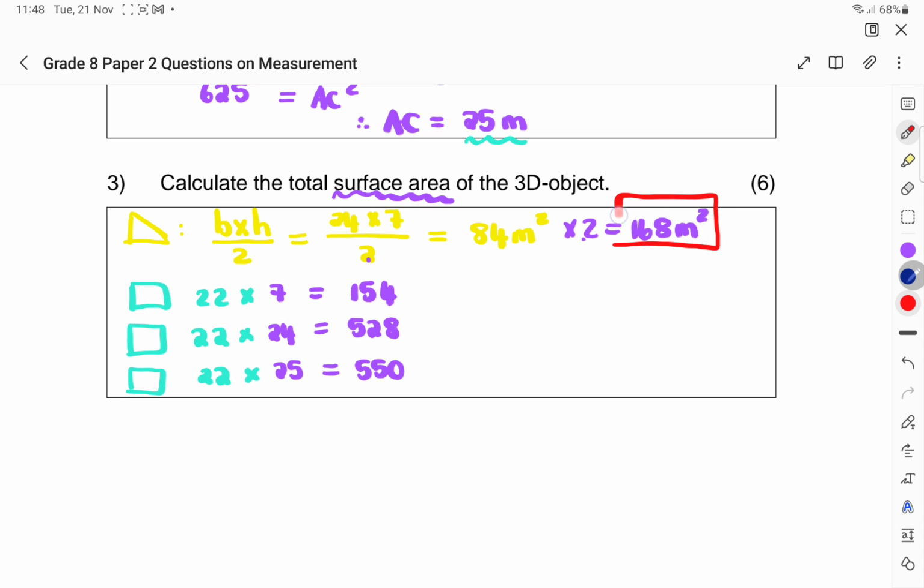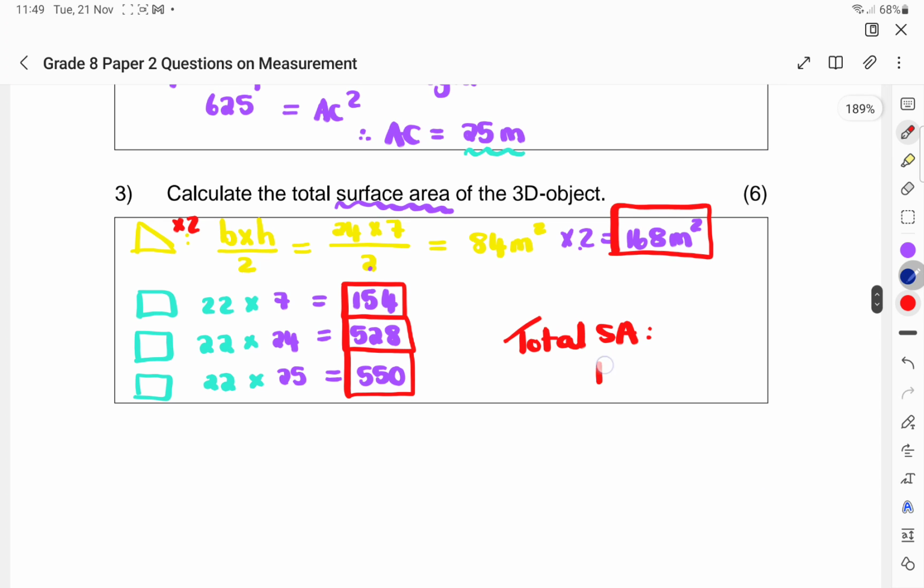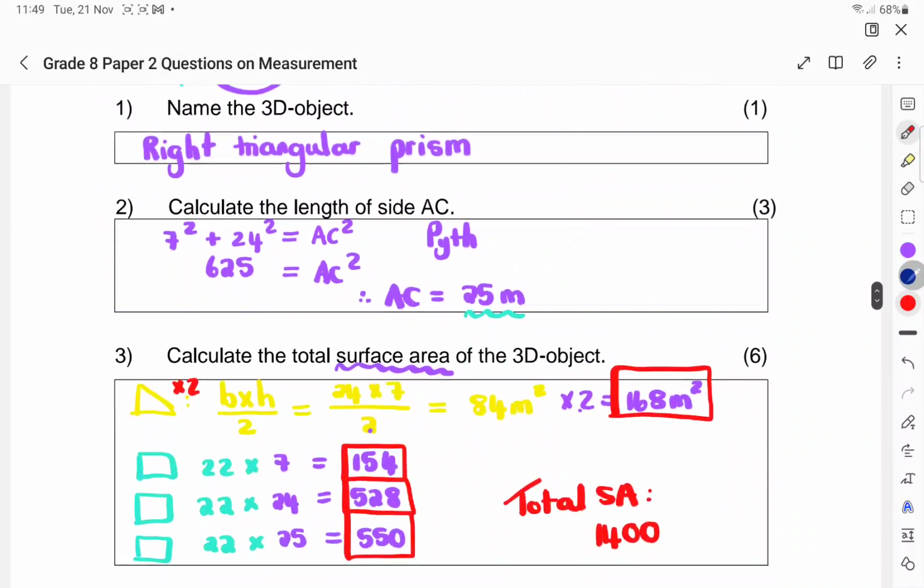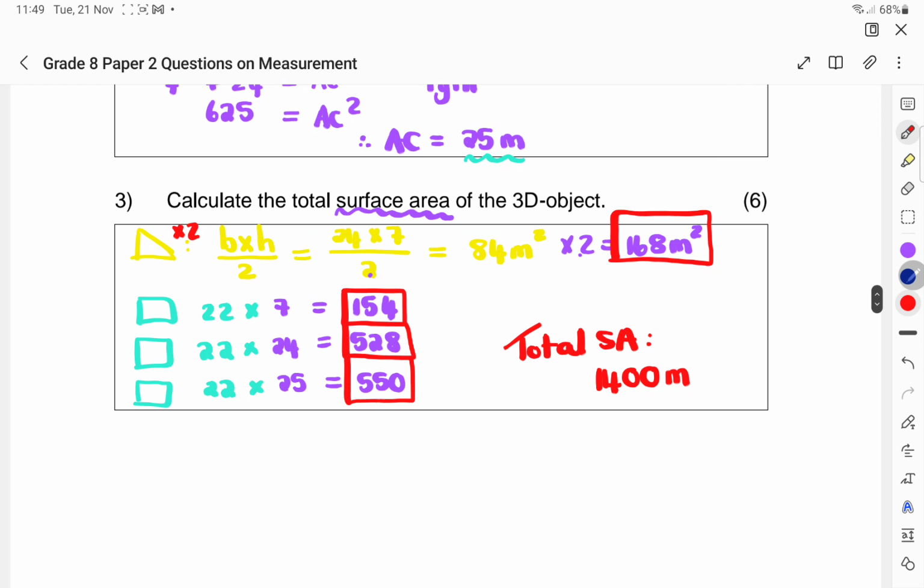So the 2 triangles and the 3 rectangles. The total surface area is going to be 168 plus 154 plus 528 plus 550, which gives you 1,400. And because it was meters, am I right? Yes, it has to be meters. And because it's surface area, we're going to put a square.